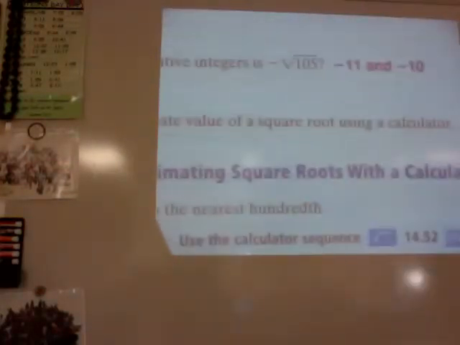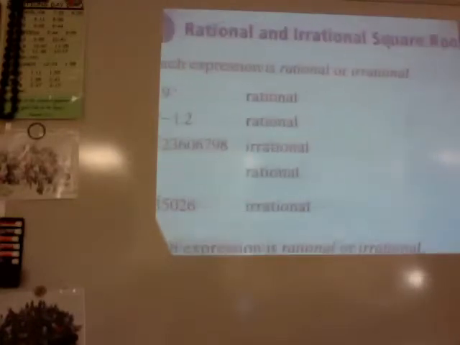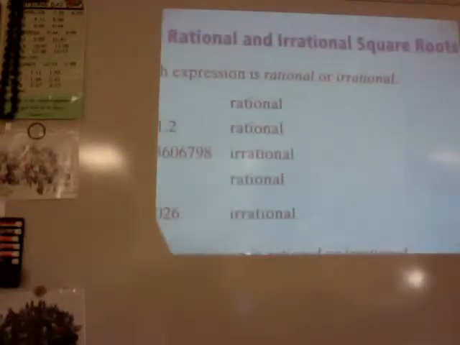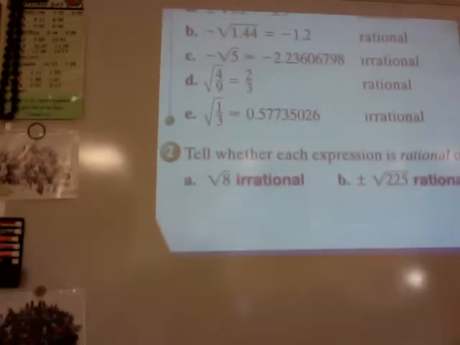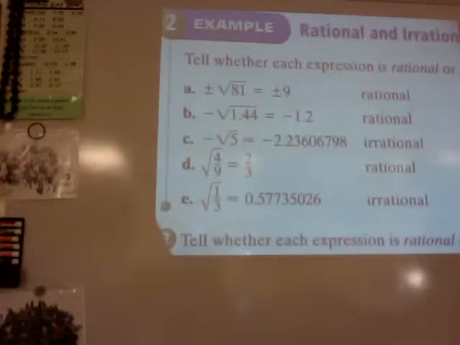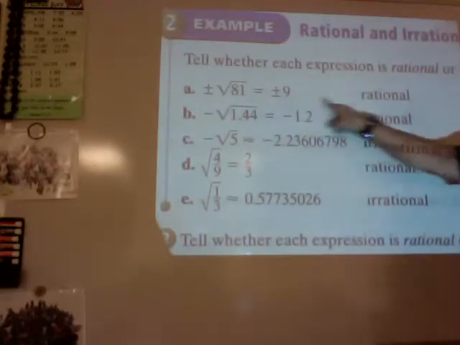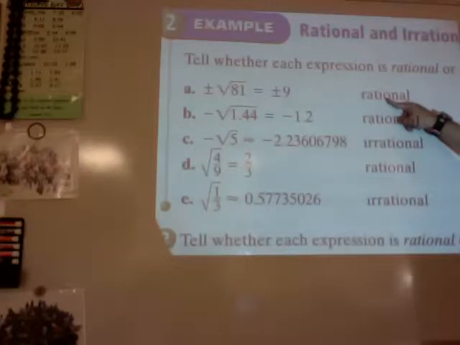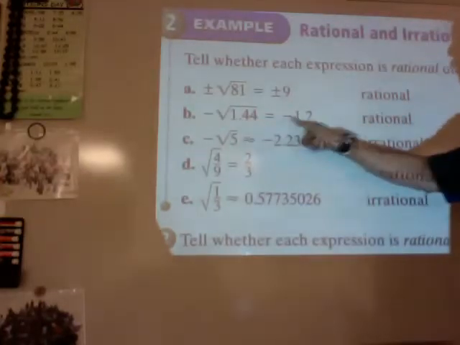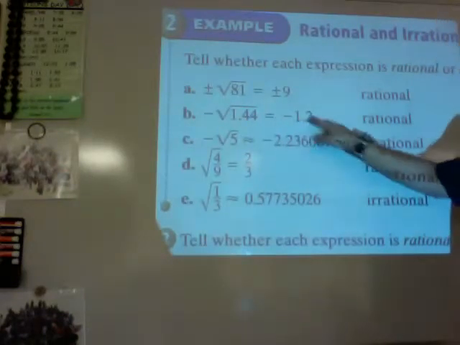Learning target number 2 is going to be rational and irrational, and telling the difference between rational and irrational square roots. If you remember before when I was telling you the difference between rational and irrational numbers, one of the irrational numbers was square roots that were not perfect squares. If it was a perfect square such as 81, the square root is 9, it was a rational number. The square root of 1.44 is 1.2. So negative radical 1.44 is negative 1.2.